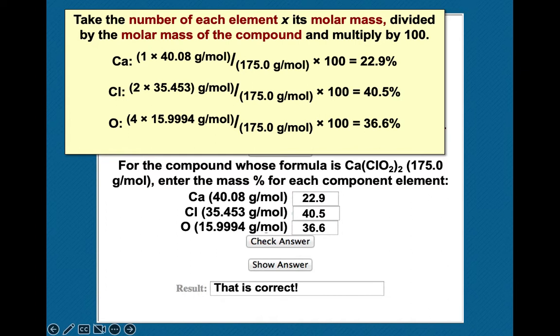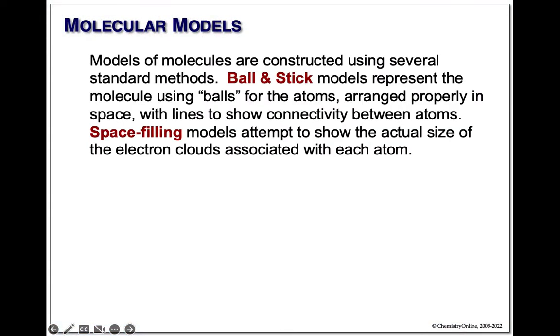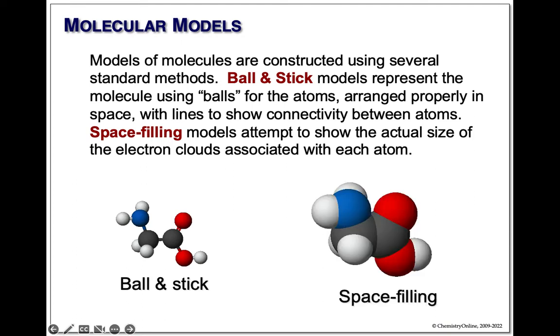Any questions? All right, let's end this on a nice, simple descriptive note, okay? We looked at molecular models. We did glycine earlier. This is a ball and stick version of glycine, right? We made it: 2 carbons, 1 nitrogen, 2 oxygen, 5 hydrogens.